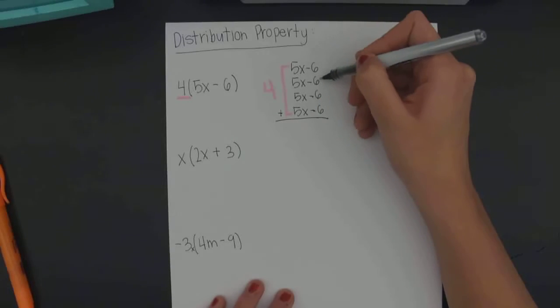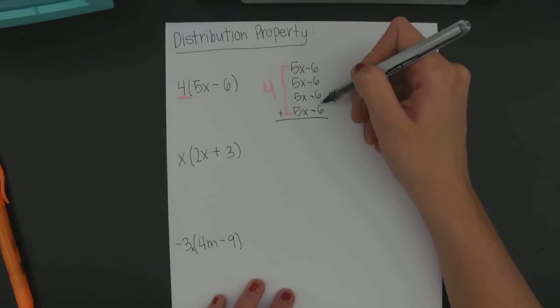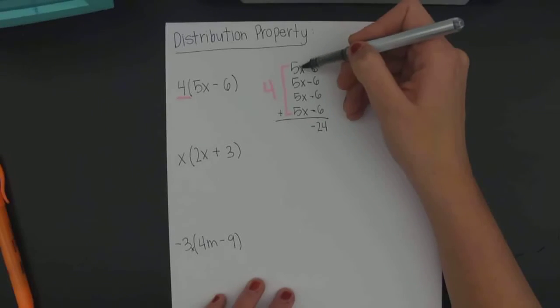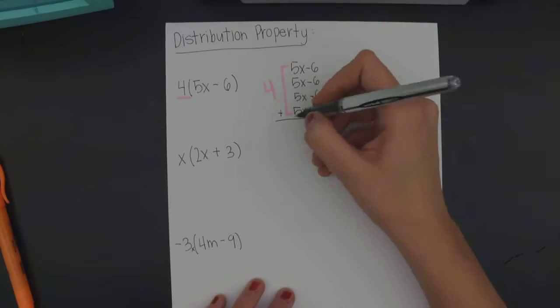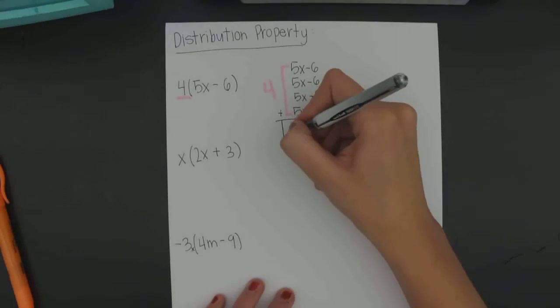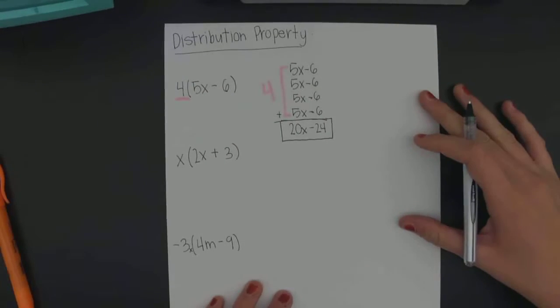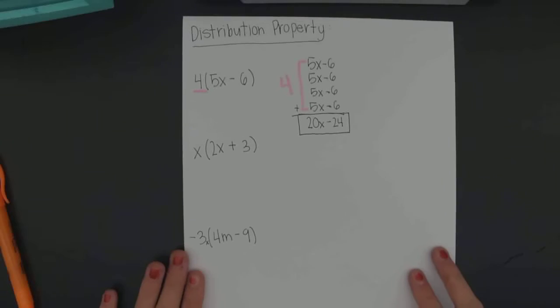up all my terms. So negative 6 plus a negative 6 is negative 12, plus a negative 6 is negative 18, plus a negative 6 is negative 24. Then right here I'm just going to add up all mine. So I have 5, 10, 15, 20x, right? I have 20x. So my solution to that problem would have been 20x subtract 24. So that first one is just repeated addition. That is how I would solve that one using repeated addition.